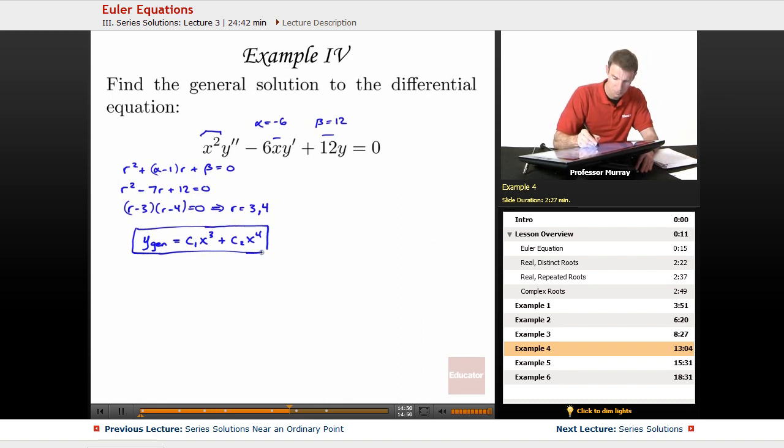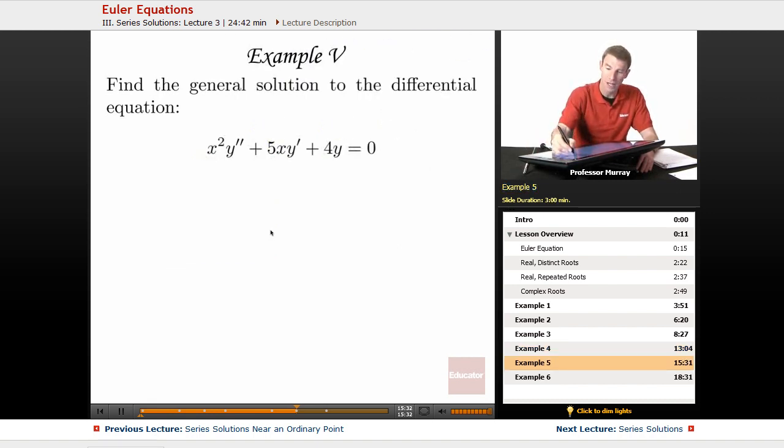So let me remind you of how that one worked out. We first checked the powers, x squared, x to the 1, x to the 0. Looks like an Euler equation. So that means I can write down the coefficients. Alpha equals -6, beta equals 12. Drop them right into my characteristic equation, which has that shift of the alpha down by 1. So we got r squared minus 7r. That's alpha minus 1. Plus 12 equals 0. Factors nicely, gives me a couple roots. And those roots become the exponents on x for the general solution.